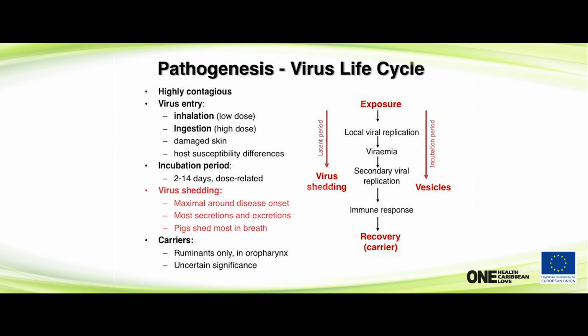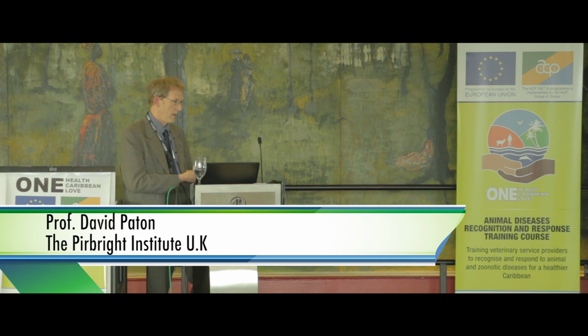Most secretions and excretions contain the virus and therefore are a risk. And in terms of species difference, pigs shed a great deal more virus in the breath than other animals. There is also the famous carrier state that occurs only in ruminants, so not in pigs. This is where you can detect the virus in the oropharynx beyond a month after infection, and in the presence of an immune response and antibodies.